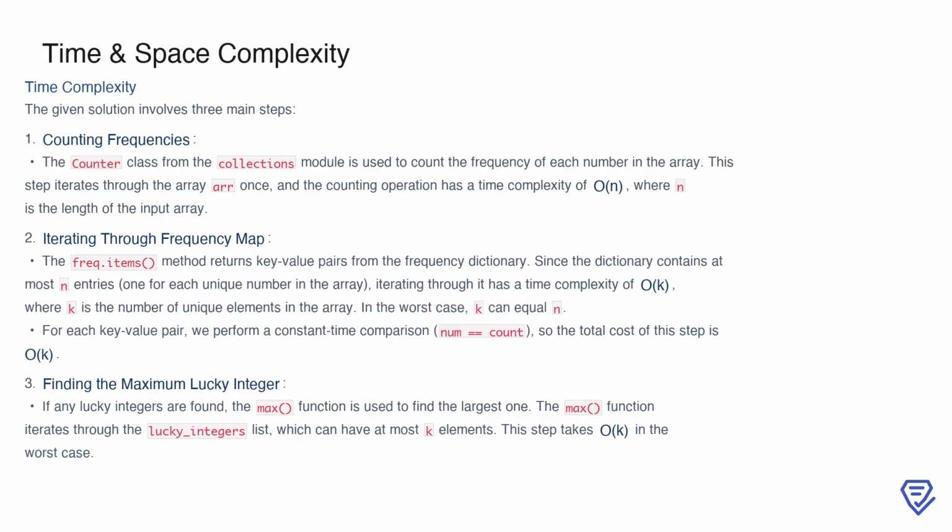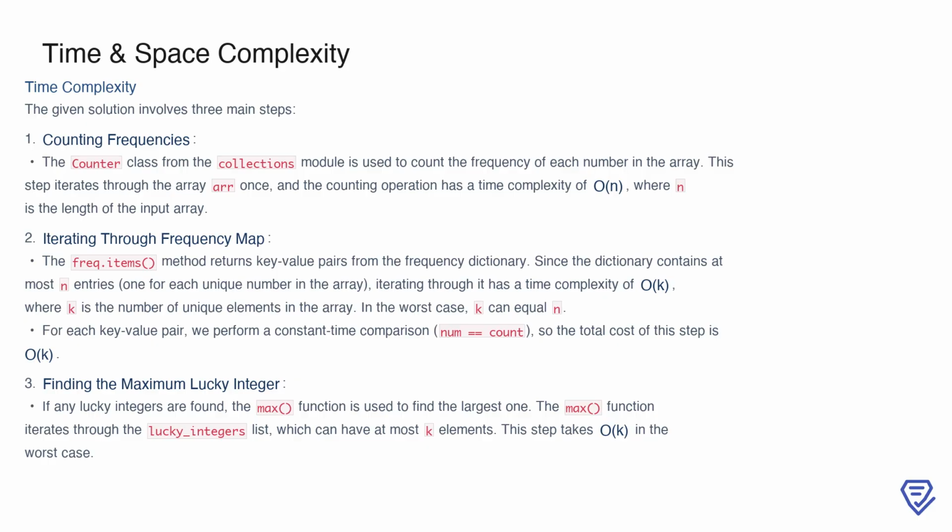Next, we iterate through the frequency map using the frequency.items method, which provides key value pairs for each unique number and its frequency. The frequency map can have at most k entries, where k is the number of unique elements in the array. In the worst case, k can equal n, and since each comparison is constant time, this step also has a time complexity of O(k).